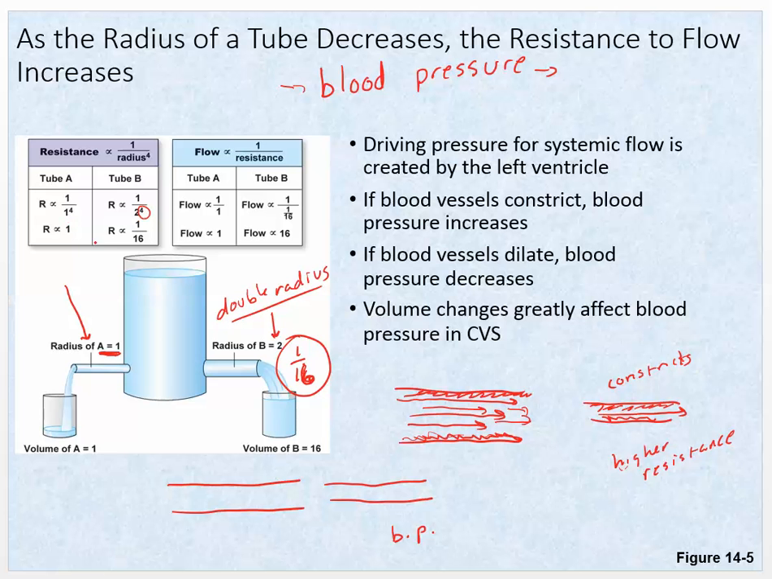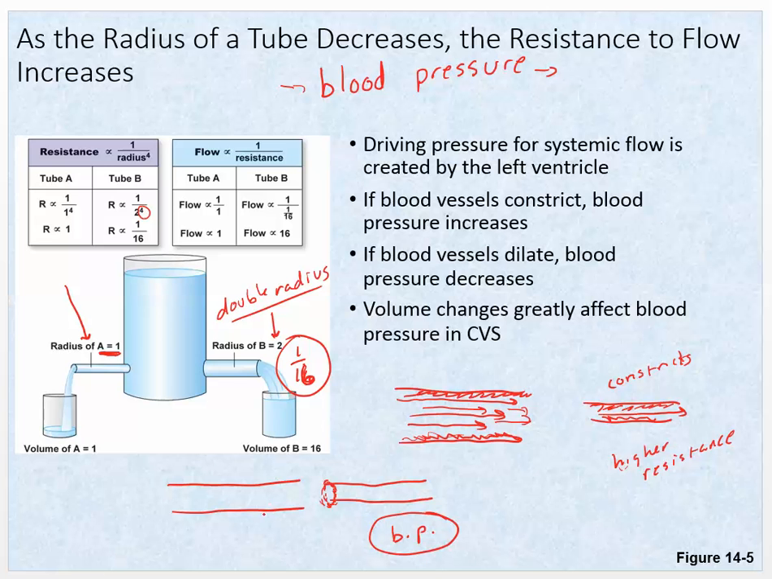If we had made it 3 times the size, it would be 1 over 3 to the 4th, which is a very, very high number. Okay, all right. So small changes, and that's what comes down to. Small changes in this diameter or this radius cause big changes in blood pressure. Okay, and that's handy, right?